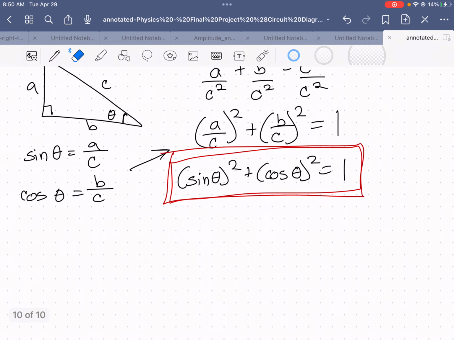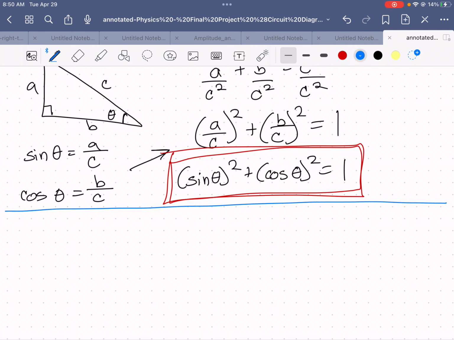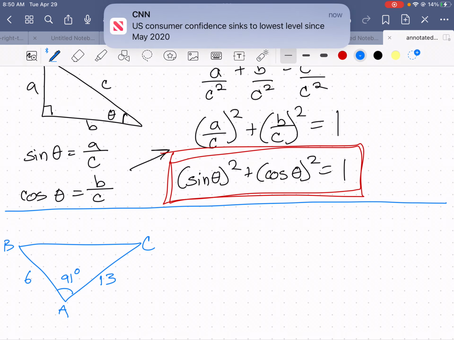So I am going to just say, what if I'm given any triangle? I'm going to do this in blue so you can tell that this is just solving a problem. I'm given some triangle ABC, and I know that this angle is 91 degrees, this side is 6, and this side is 13. So how can I solve this?